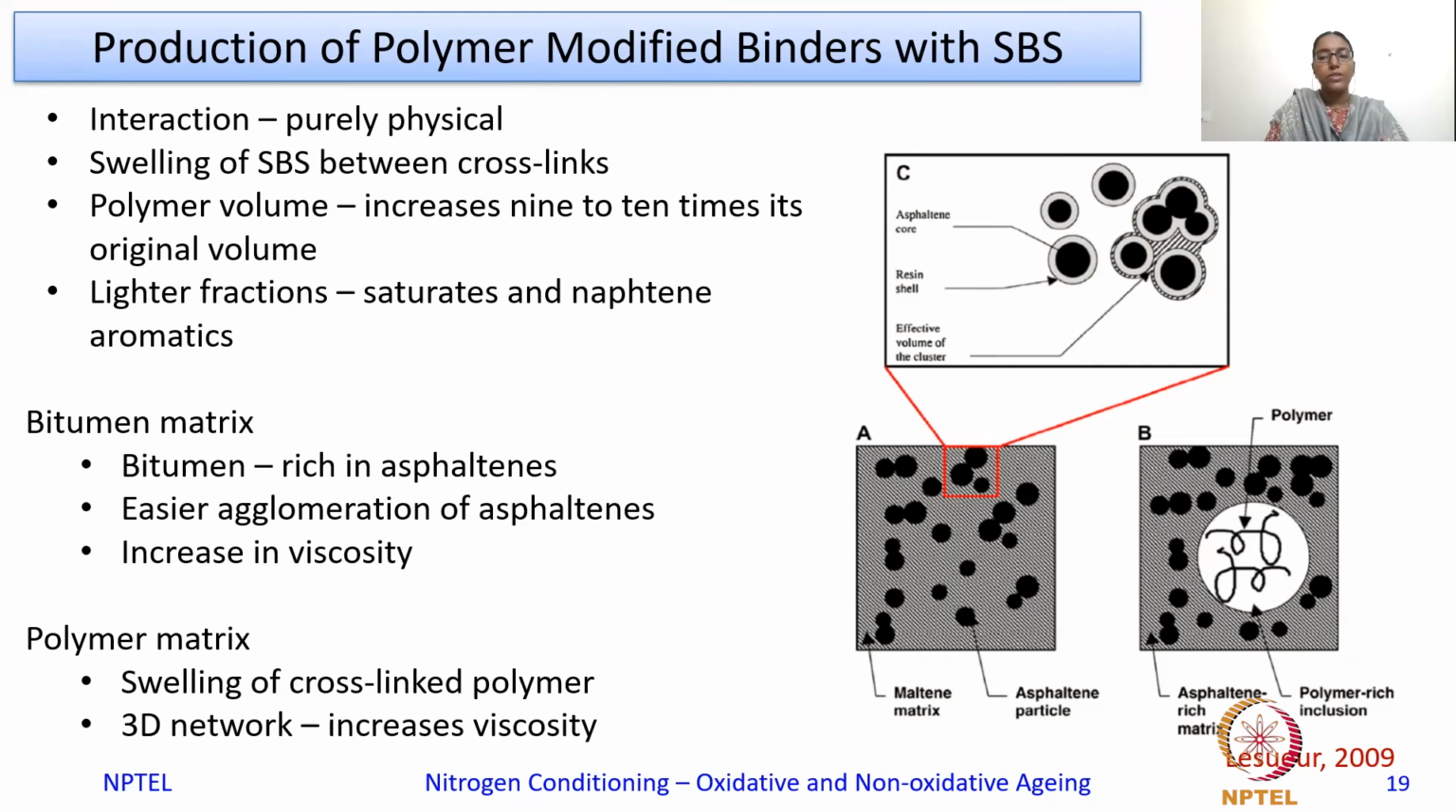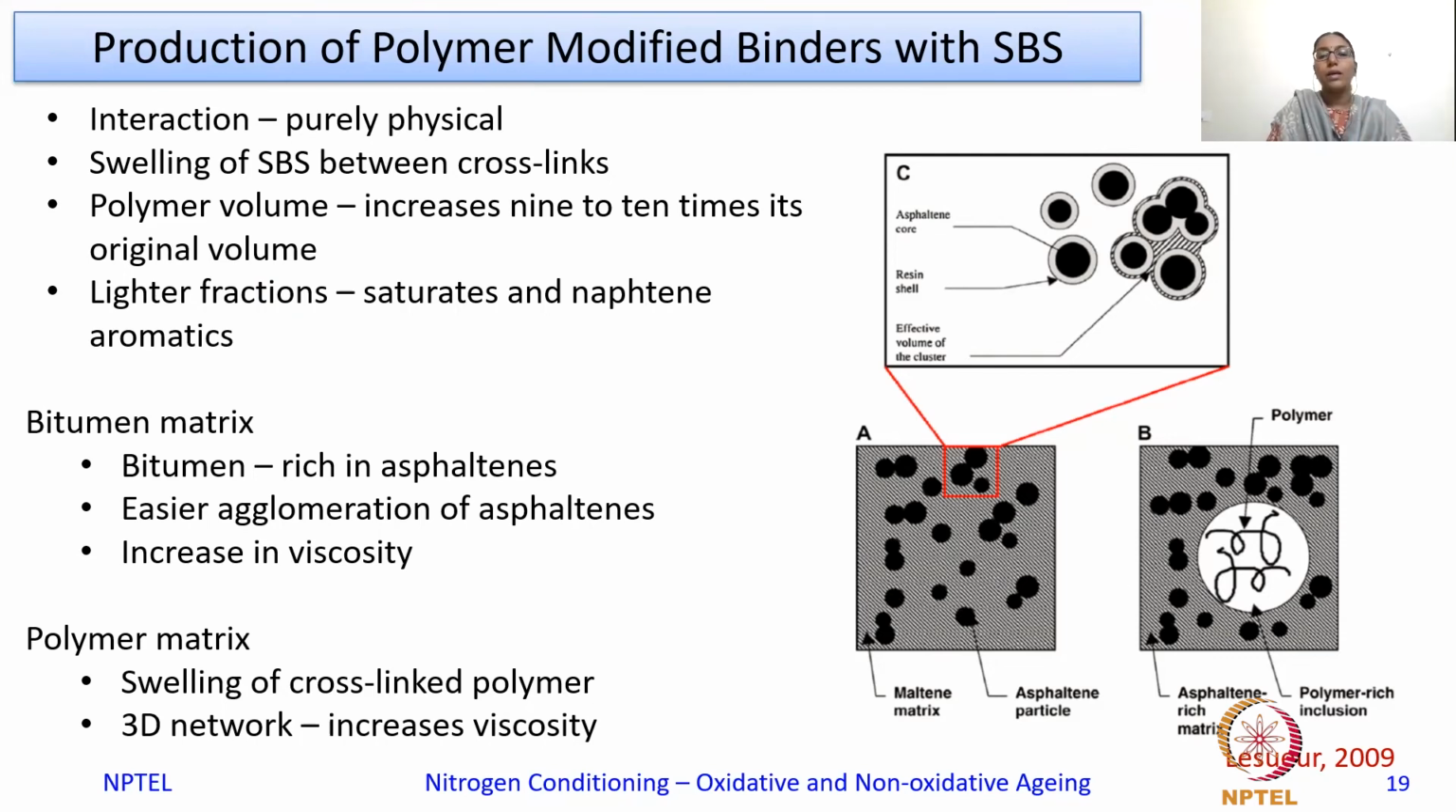So both of these happen, and due to this combined effect, the polymer modified binder gets its performance. Now, what is very essential here is that there should be availability of these lighter fractions for the polymer to absorb and respond in a better way.